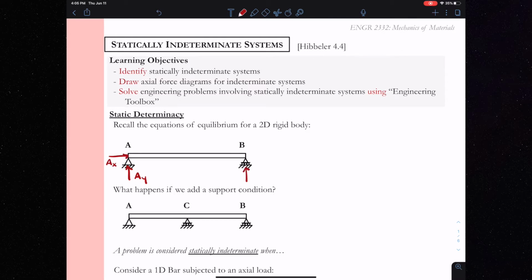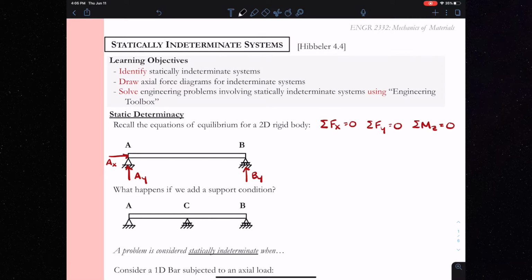I have here just a beam with a pin on the left and a roller on the right. You would draw a free body diagram something like this using our knowledge from statics. We could solve for these different variables if we apply some forces in the x, some forces in the y, and some moments about the z-axis, at least for a two-dimensional structure.